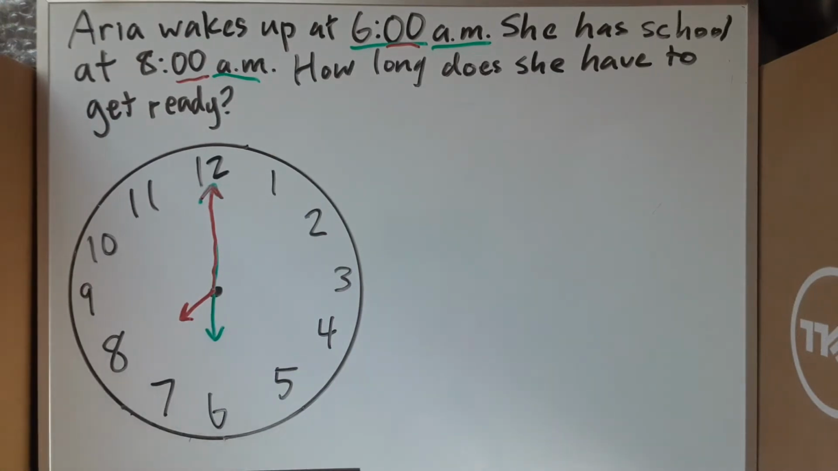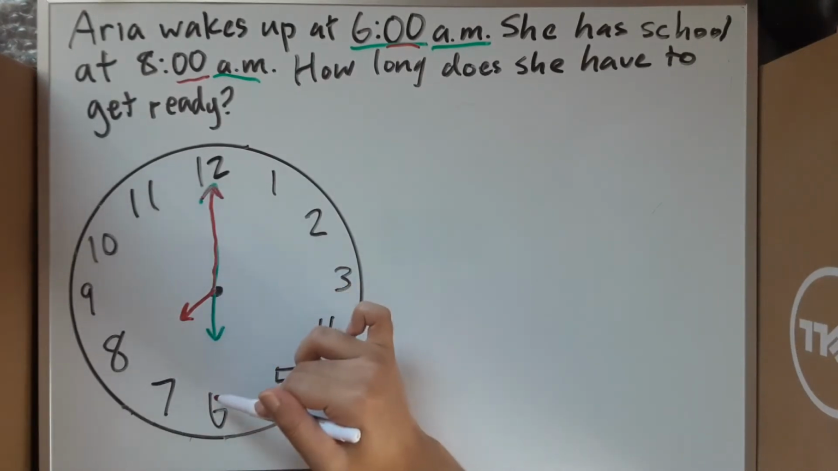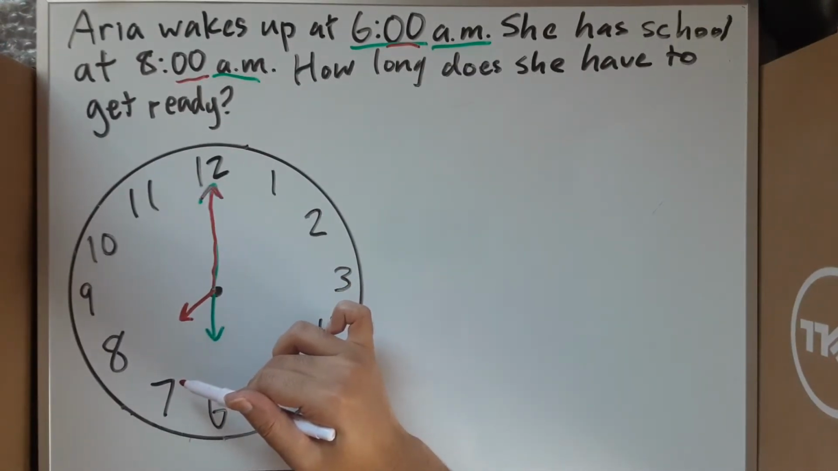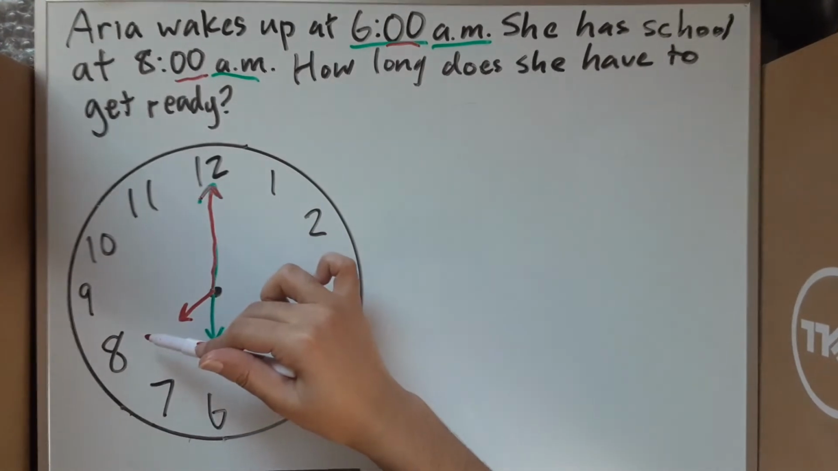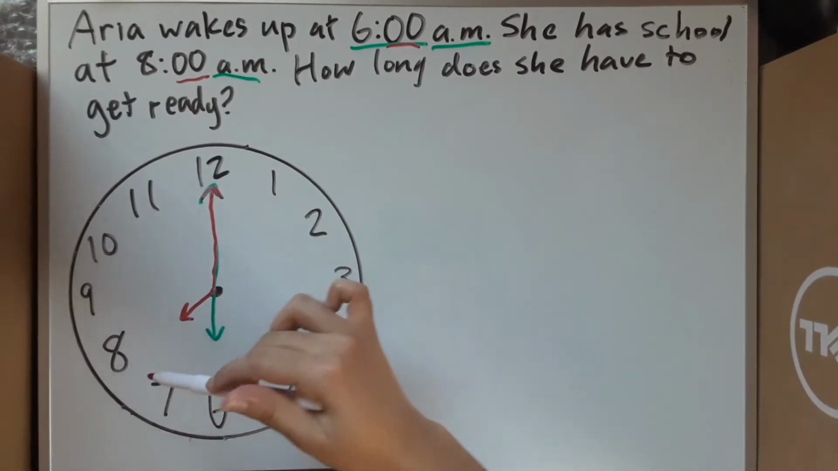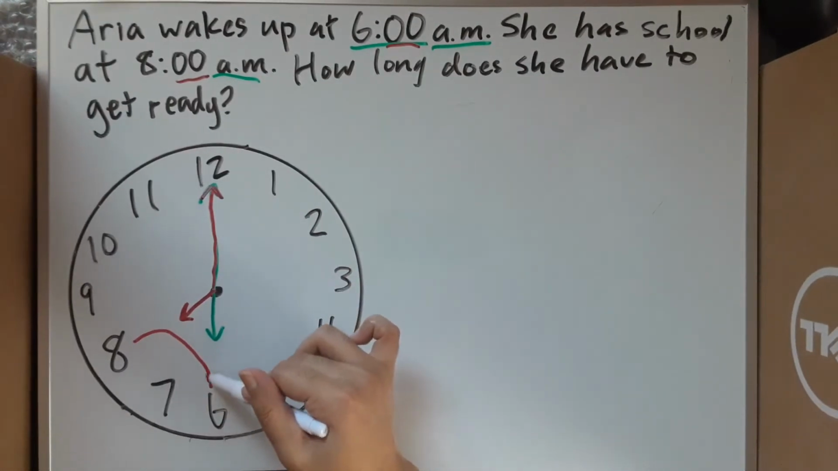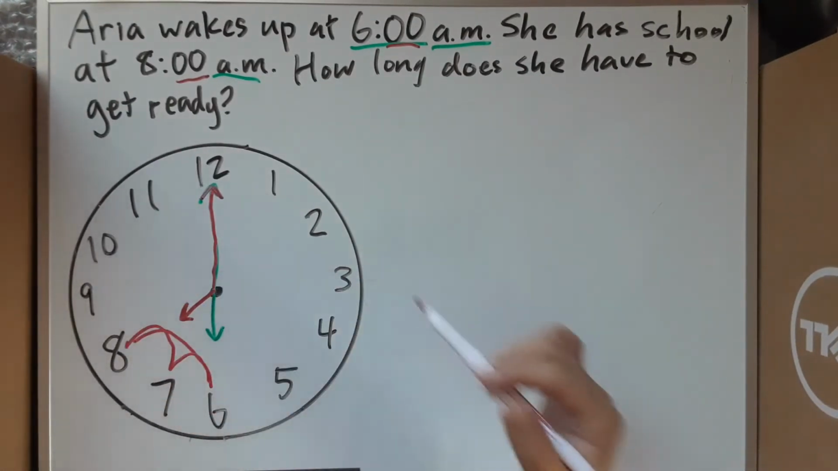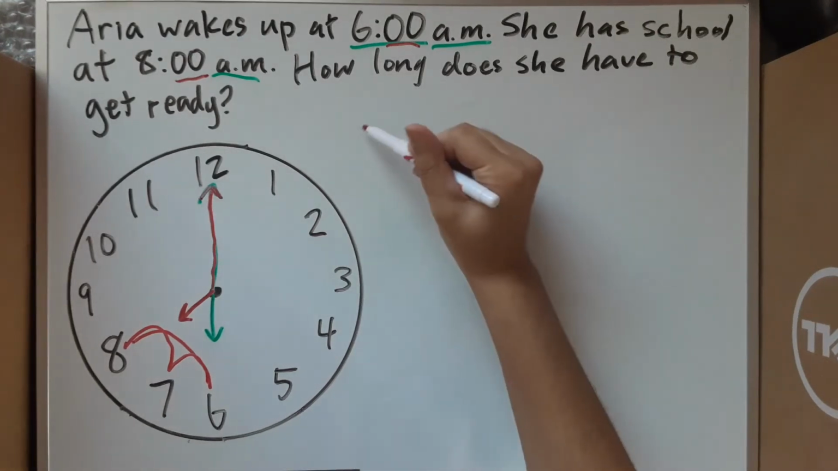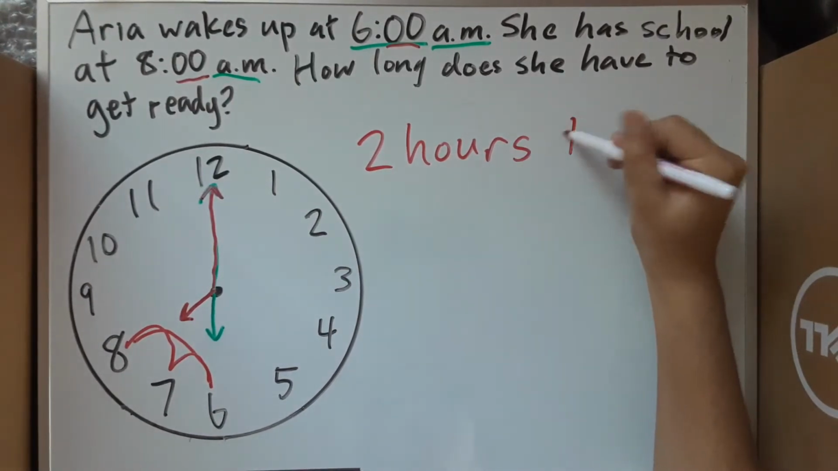From 6 to 8, let's count how many hours that is. If we move over 1, we have 6 to 7, which is 1 hour. If we go from 7 to 8, that's another hour. And that's all the time that we have to go. So from 6 to 8, that's 1 hour, 2 hours. So she has 2 hours to get ready.